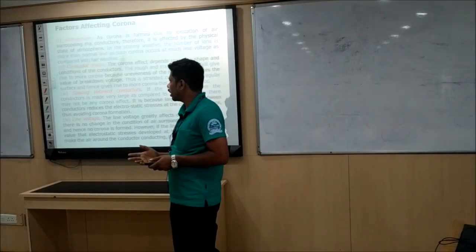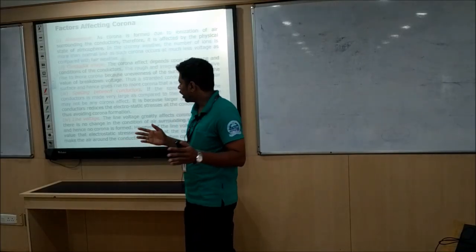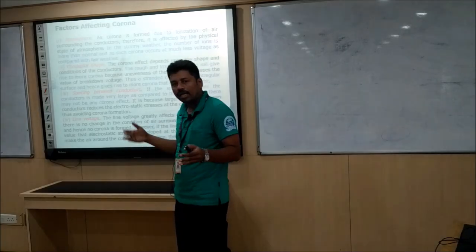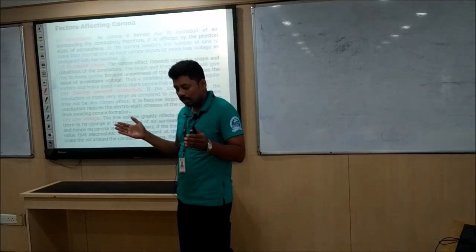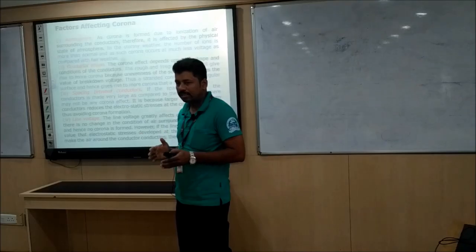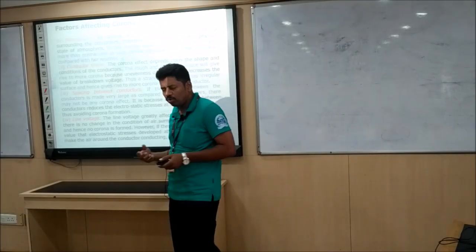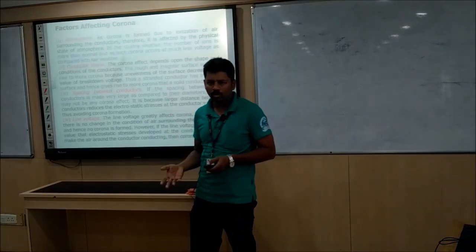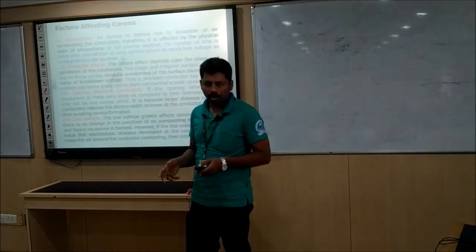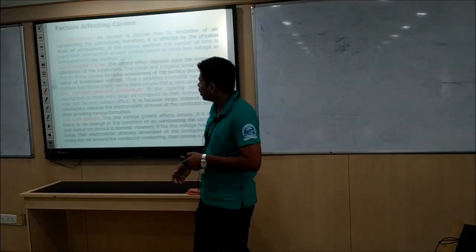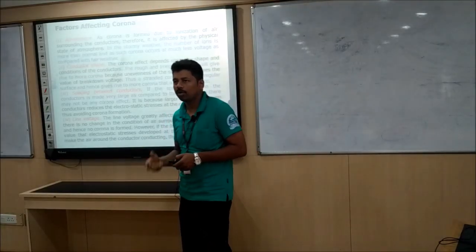And spacing between the conductors. If the spacing between the conductors is more, as I said earlier in the previous slide, the occurrence of corona is less. If the spacing is less, then the occurrence is more. The line voltage also greatly affects it. If you go for higher voltages, the possibility of corona is somewhat more. These are the various factors which are affecting the corona.